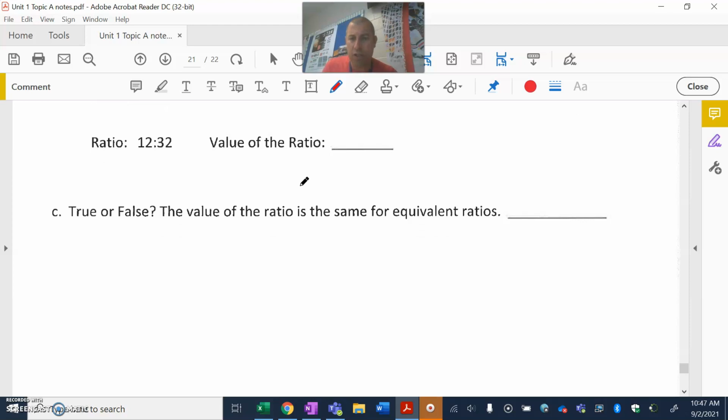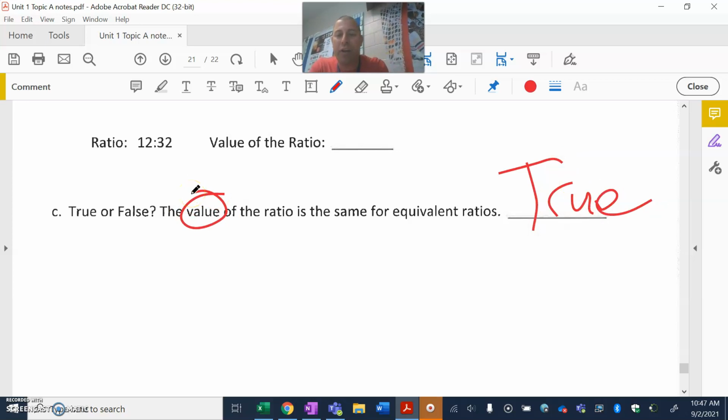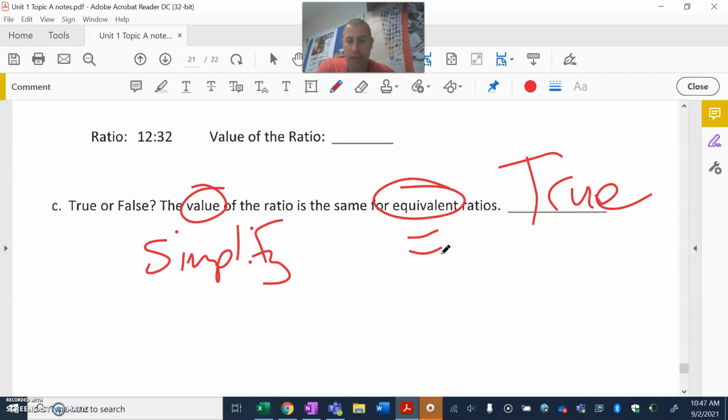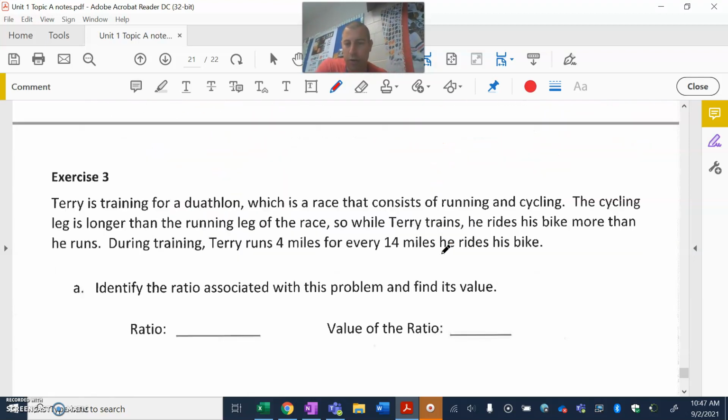So true or false? This is a good summary here. The value of the ratio is the same for equivalent ratios. True. All right. Let's get some things in here. Remember, we're not talking value. We're going to encourage you to use that word simplify. So when you simplify, they should be equivalent. Equivalent meaning that they should be equal. All right. Let's go down a little bit more and see who's waiting for us.